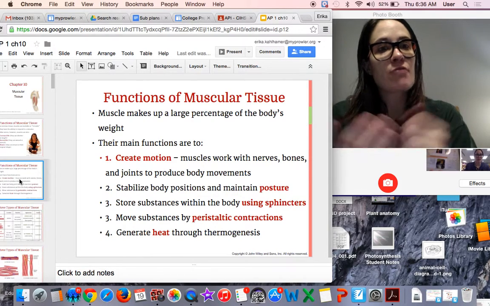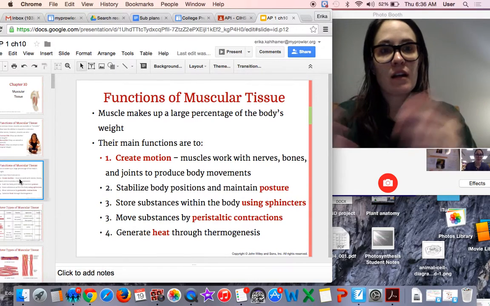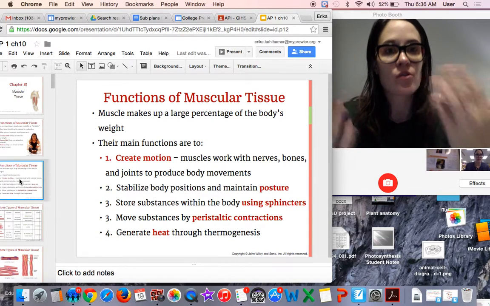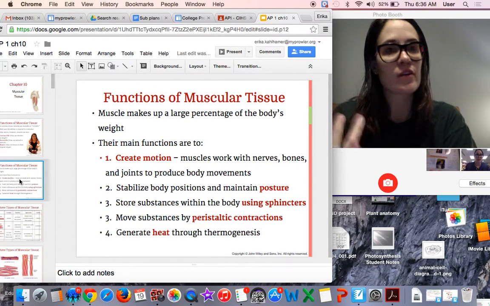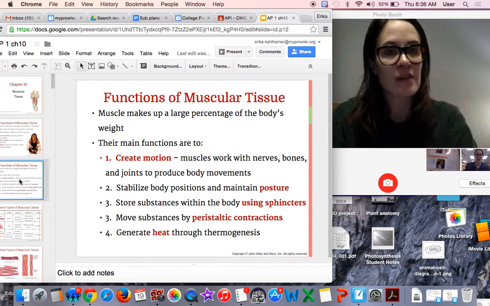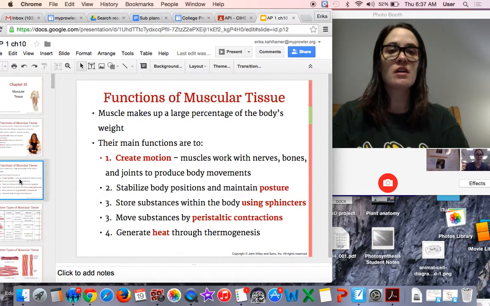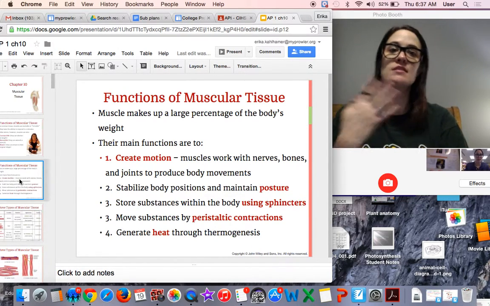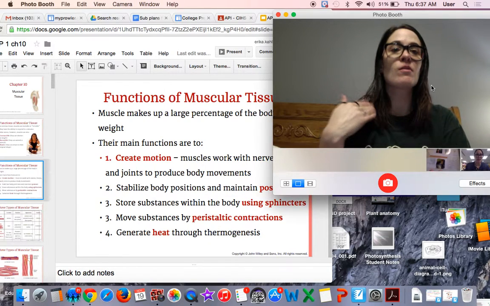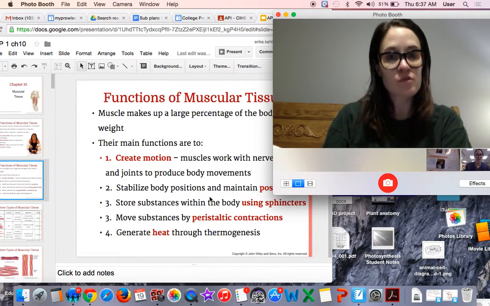The purpose, the functions of the muscular tissue. A large majority of your body weight is from your muscle, and if you have more muscle, you're going to weigh more. First thing, create motion, like we talked about with the skeletal system. It works with the skeletal system, the joints, to produce body movements. Also, your muscles are responsible for your posture. Just the fact that you hold your head up constantly when you're standing or sitting, your muscles are constantly working to maintain posture.